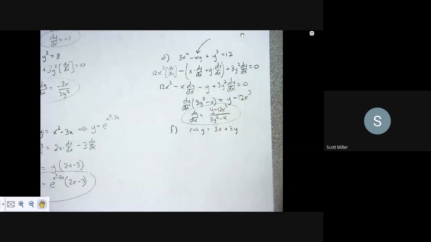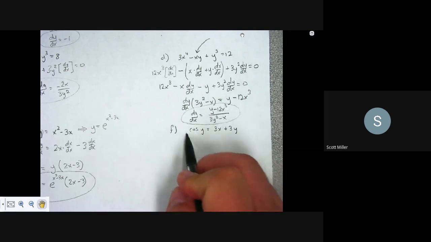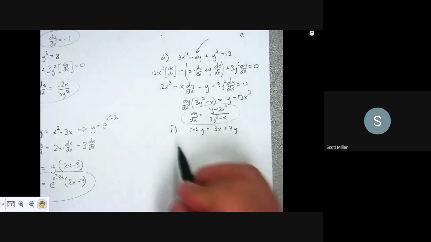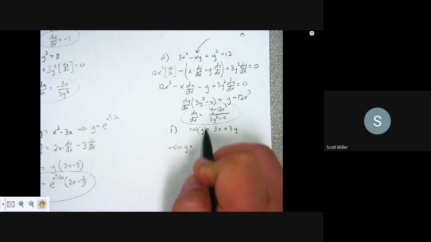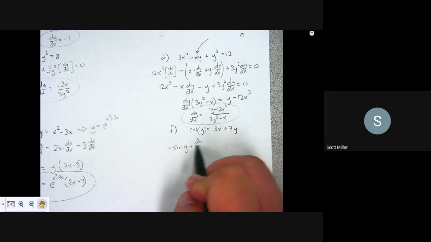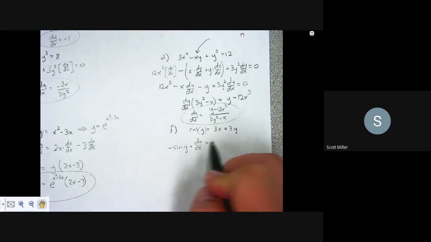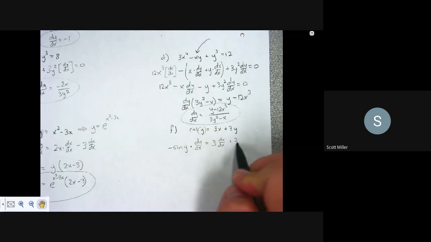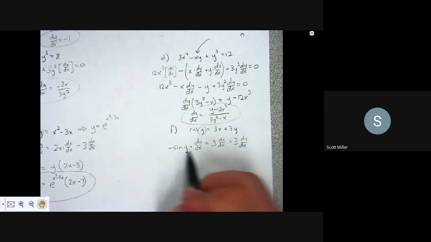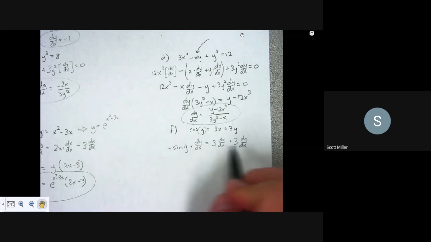Here's another example with a trig function involved. What is the derivative of this quantity right here? The derivative of cosine is minus the sine. Same function, inside function, sine of y, chain rule, times the derivative of the inside function, dy dx, equals 3 dx dx plus 3 dy dx. And so we have 2 dy dx's and one that's not.